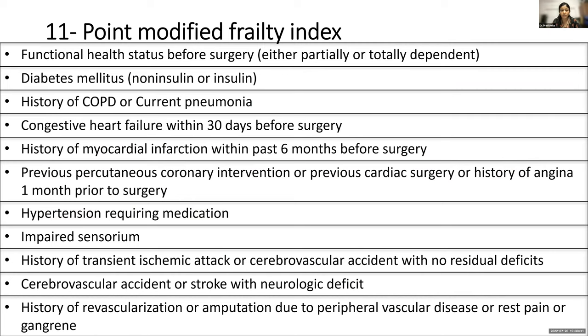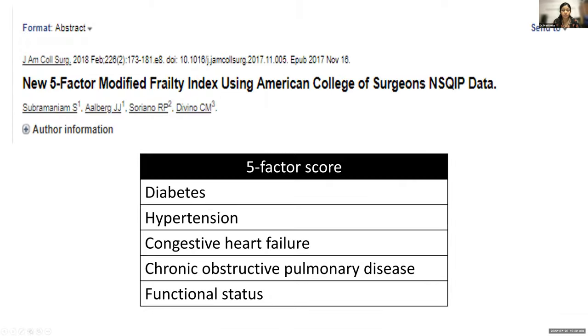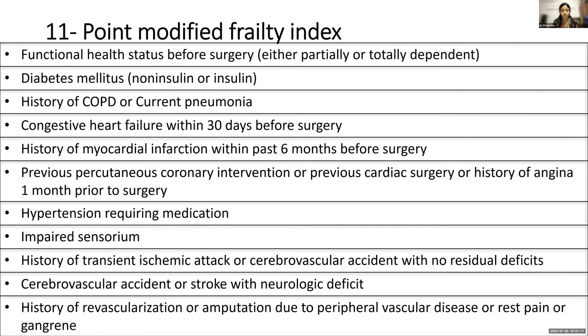11-point frailty index, it includes the general functional health status of the patient before the surgery, then diabetes, then the history of COPD or current pneumonia. Then if the patient has a history of congestive heart failure within 30 days before surgery, a history of myocardial infarction within 6 months before the surgery, a history of previous percutaneous coronary intervention or previous cardiac surgery or angina 1 month prior to the surgery, hypertension requiring medication, as in our patient, impaired sensorium, a history of transient ischemic attack, cerebral vascular accident, strokes, or a history of revascularization or amputation. So these are the 11 points of the modified frailty index.